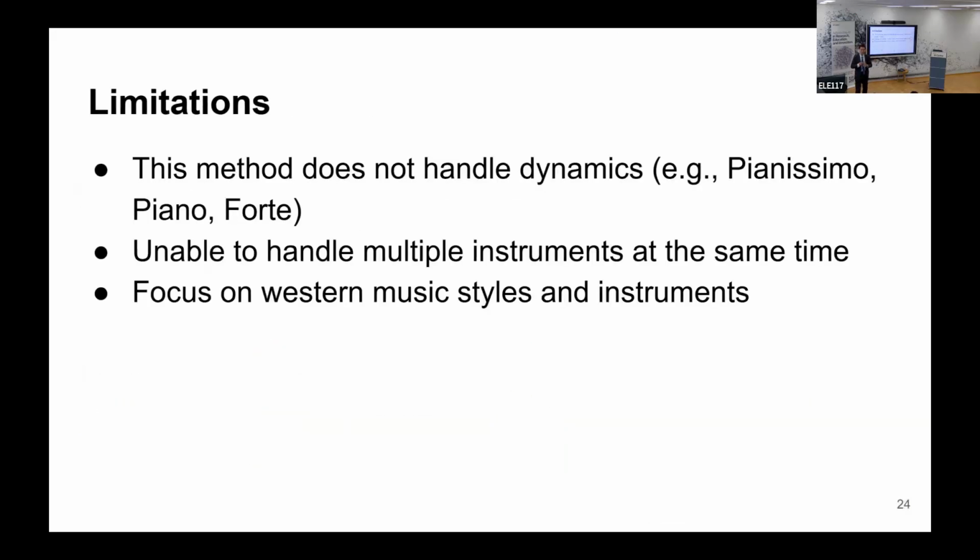There are still a lot of things we need to improve. The first thing is that this does not handle dynamics. It's simply not part of our model, so we cannot detect dynamics. Second, we have not solved the problem of instrument separation. So if you have a piano and a violin, then we just cannot handle that.